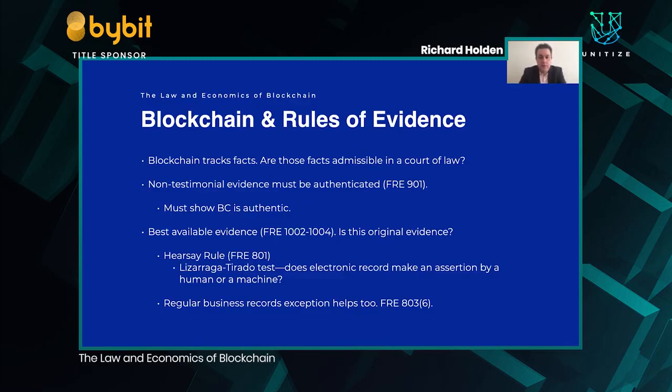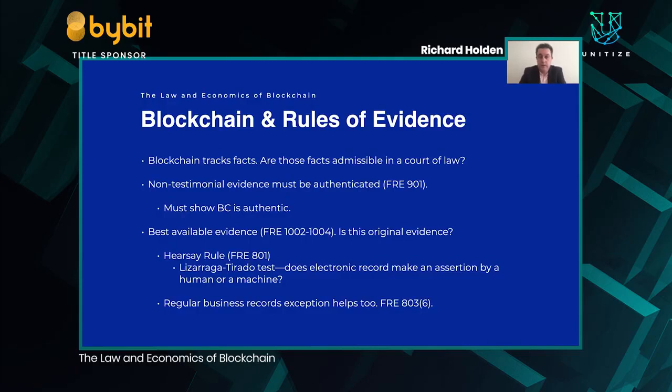The federal rules of evidence state that non-testimonial evidence has to be authenticated, so documents and the like, and that implies that one has to show that blockchain evidence is authentic. There's also another rule under the federal rules of evidence, sometimes called the best evidence rule, which says you have to provide the best available evidence. Okay, and typically that's going to be interpreted as being original evidence. Okay, and so there's a real question about whether blockchain evidence is original evidence or not.